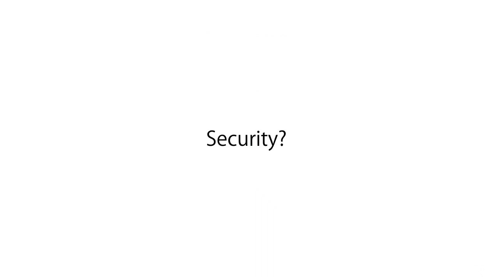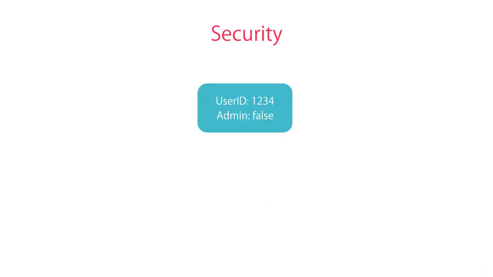Now, what about security? Is this approach secure enough? For example, here we have a JWT, and as you can see, the admin property is set to false. What if a hacker sets admin to true for their own account and then encodes this JWT and sends it to the server? Would they have admin access? No, this is not possible.